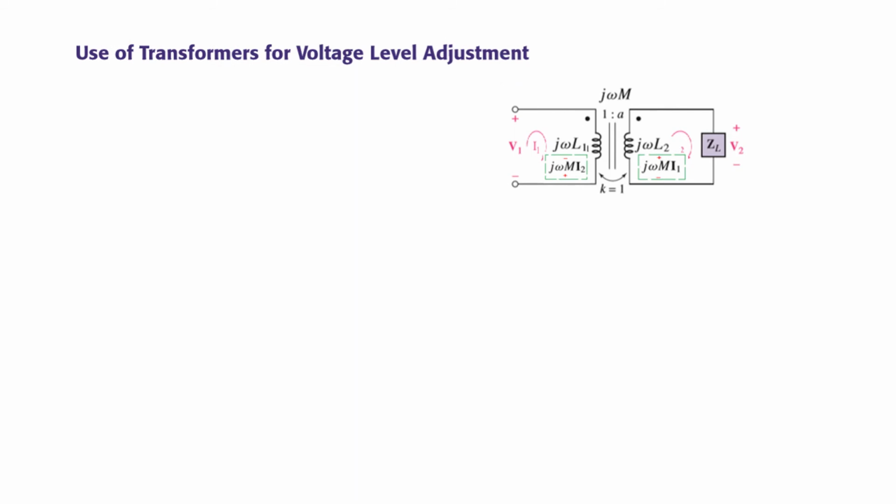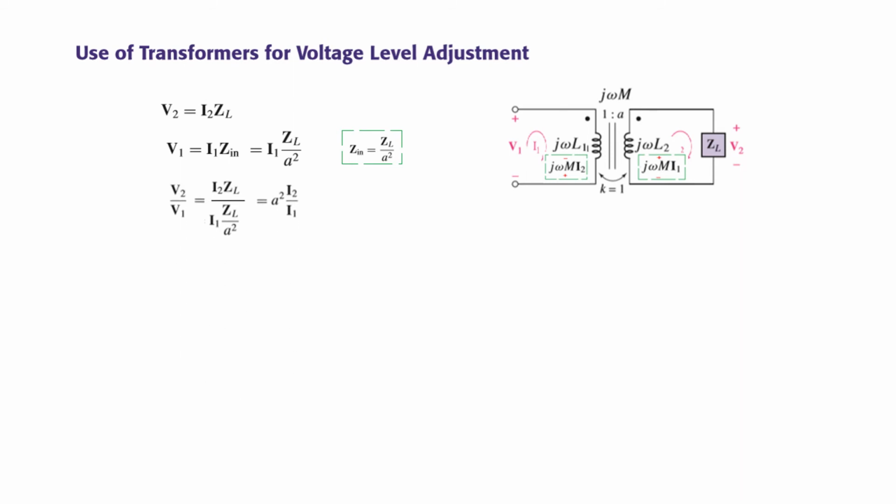Now let's see how a transformer can also be used for voltage level adjustment. From this diagram you can see that V2 is I2 into ZL. We also have V1 is equal to I1 into Z input. And we learned earlier that Z input is equal to ZL over A square. So we put that value for Z input, and it will become like this.